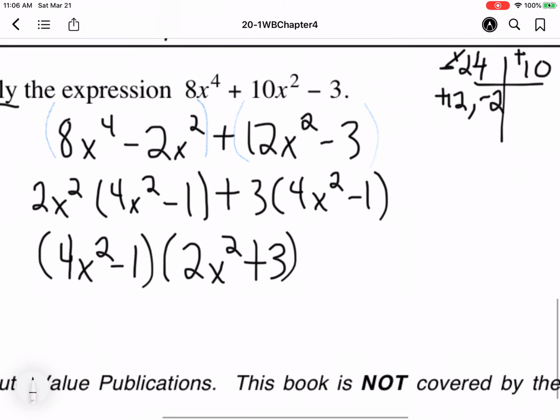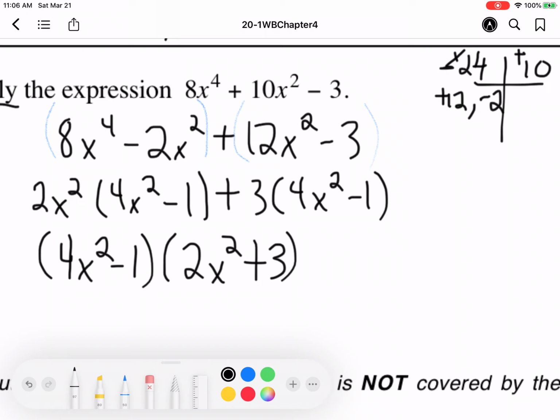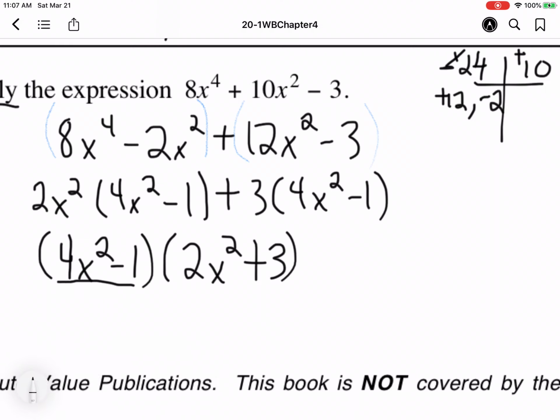Now we have to double check. It said factor completely. We look over here. What I want you guys to do is take a second and look at these and pause the video right now and see which of these two can still be factored and why. Okay, so if you looked at the left one here and you saw it was difference of squares, you'd be correct. That is difference of squares.